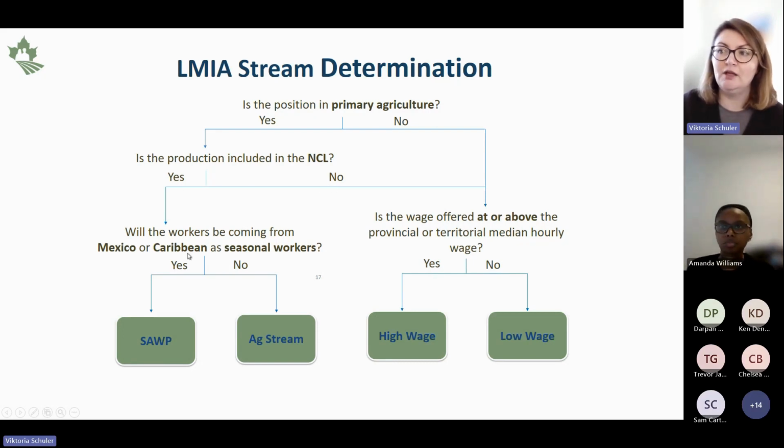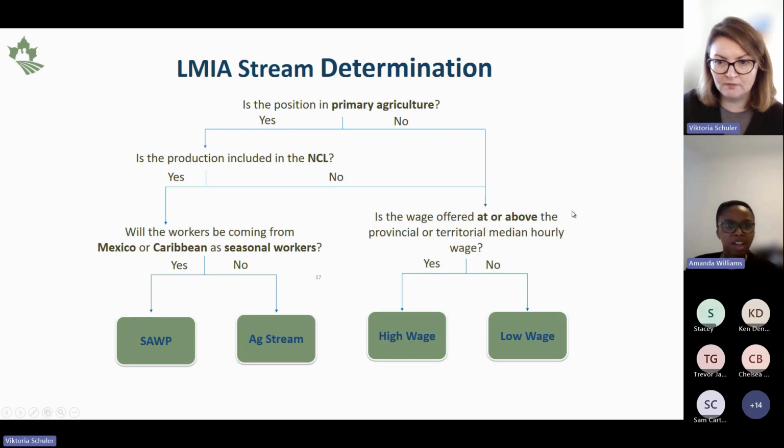So is the production included in the national commodity list? Yes or no? If yes, are you hiring a worker from Mexico or Caribbean as a seasonal worker? If yes, you need to use seasonal agricultural worker program. If no, it's ag stream, and whether the wage is at or above the provincial, it's either high wage or low wage.